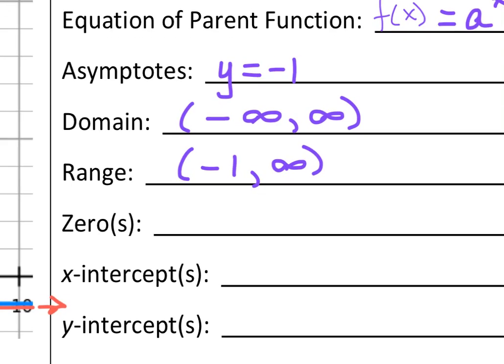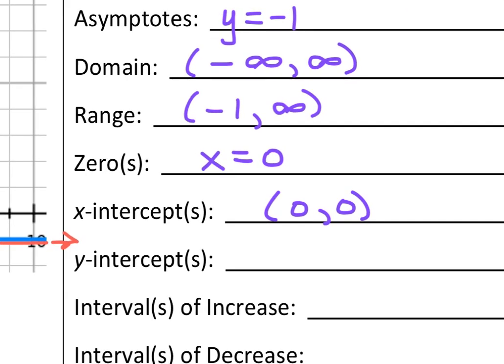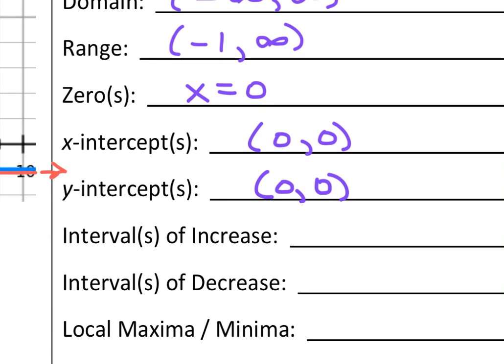We can see that there's a 0 at x equals 0, and so it goes through the x-axis at 0. If the x-intercept is 0, the y-intercept is also 0. That's the only point that is the case for. But if the x-intercept is the origin, then the y-intercept is also the origin.